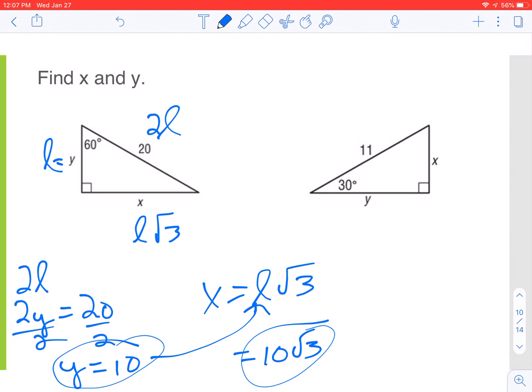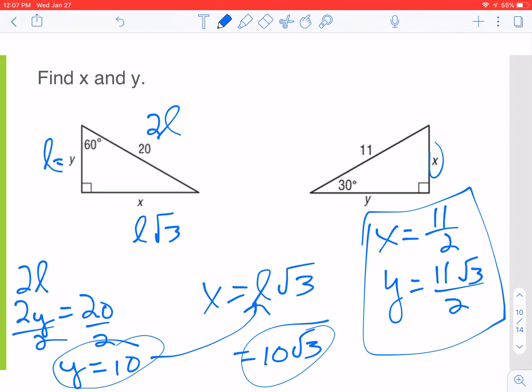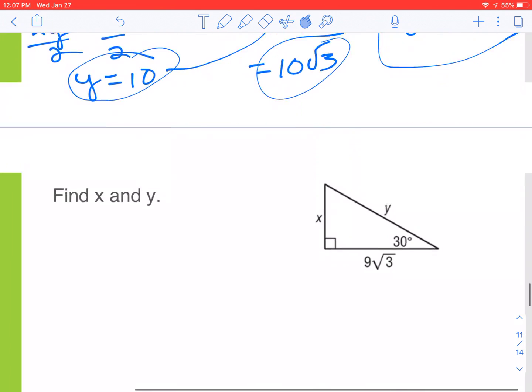Now let's do the quick way here. I already know that to get to X I have to divide by 2. So X is 11 over 2. Y is X times root 3. So it's 11 root 3 over 2. So you could do it that quick in your head. You don't even have to show work. It's optional to find those answers if you get the pattern.